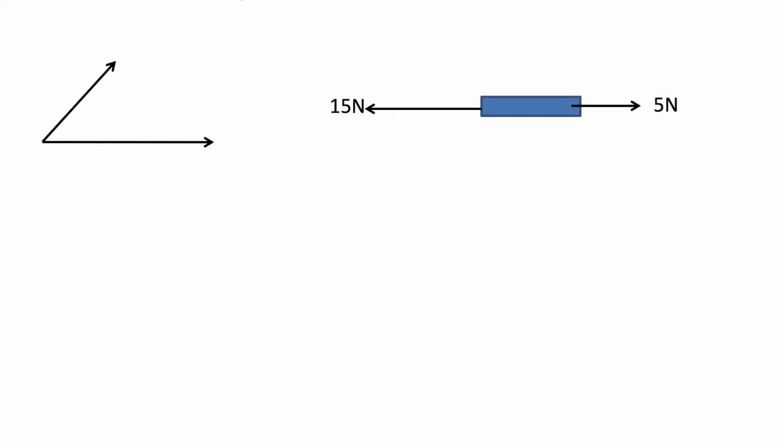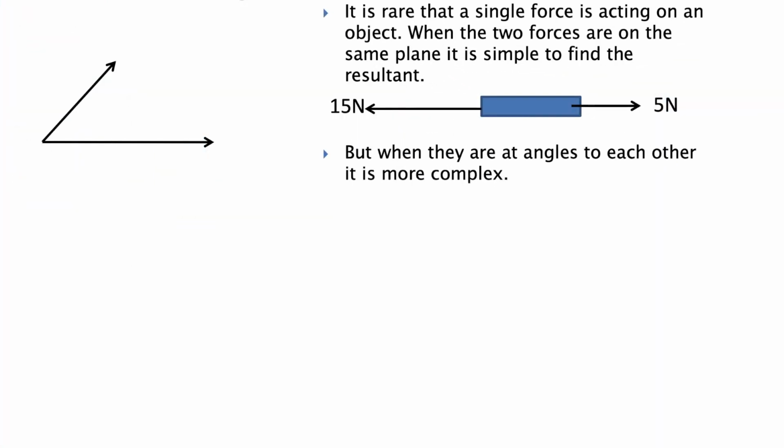So, first of all, it's actually very easy. It's rare to find a single force acting on an object. So objects normally have at least two forces acting on them. We just do two for these diagrams. But it's really simple to work out the resultant force if they act in the same plane. So the resultant force of those two is 10 newtons acting that way. But it's much more complex when they're not acting in the same plane, for instance, at this angle.